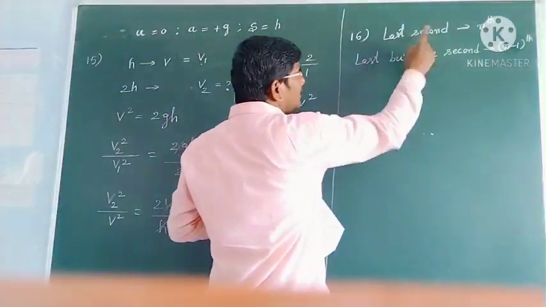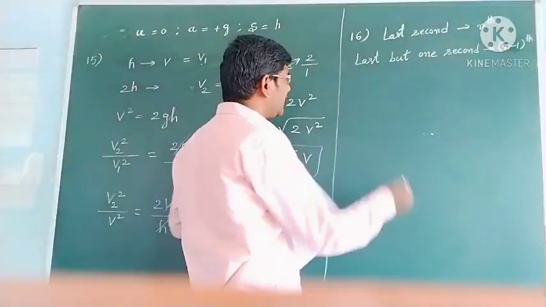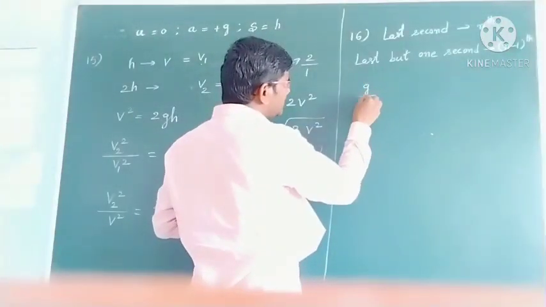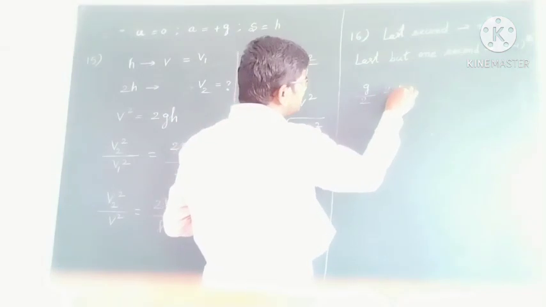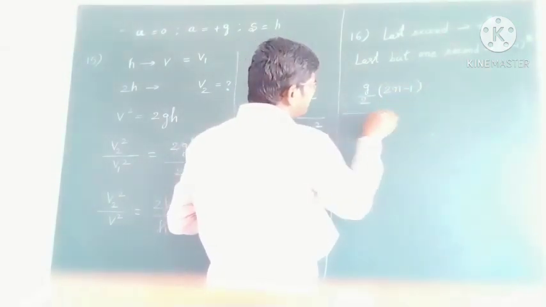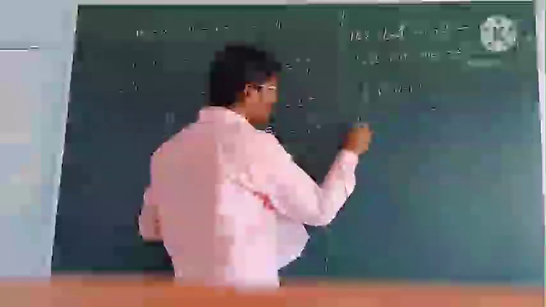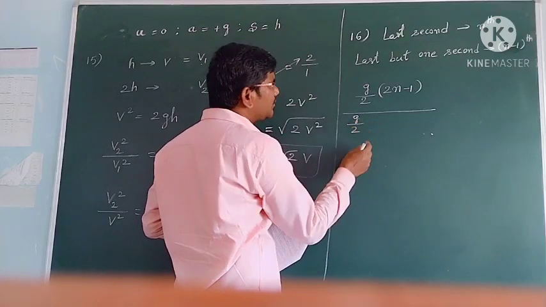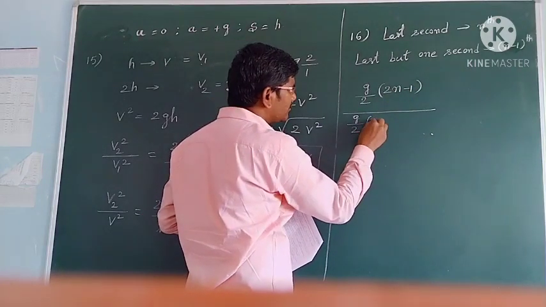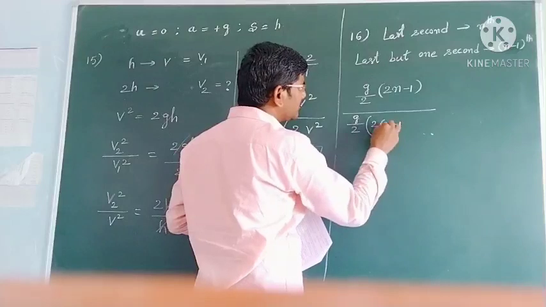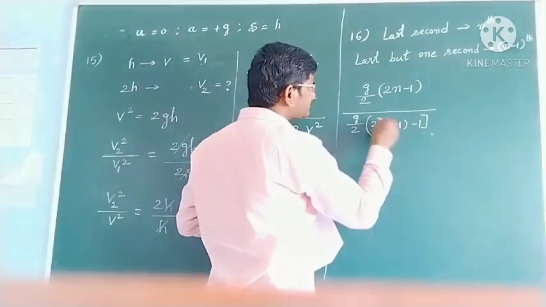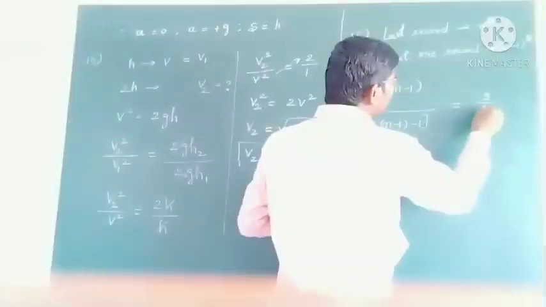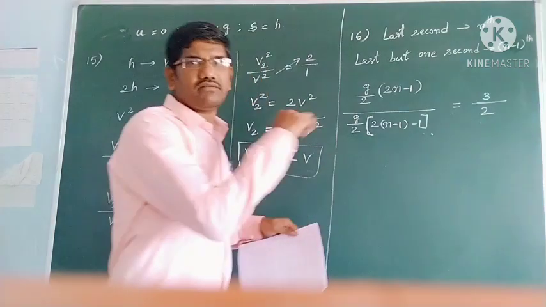So distance, height fallen in the nth second is g by 2 into 2n minus 1, and the height fallen in the n minus 1th second means again we have to write it. So g by 2 into, instead of n we should write 2 into n minus 1, minus 1. So this ratio they have given for us, 3 by 2. So that is what they have given.